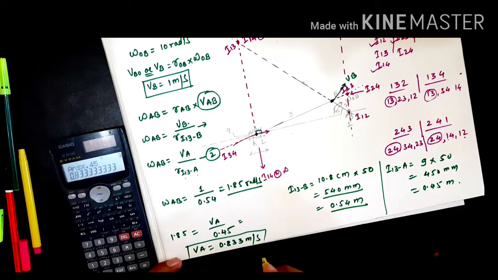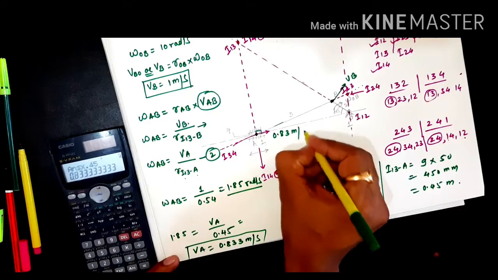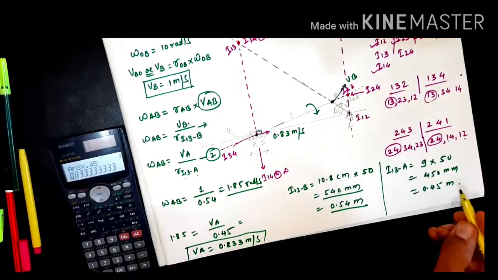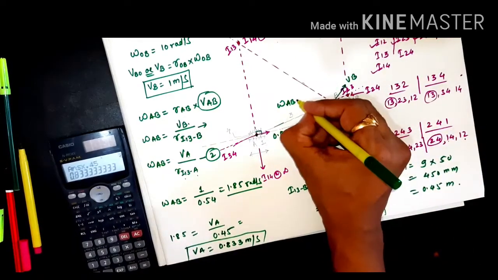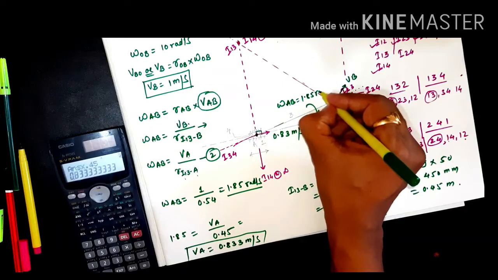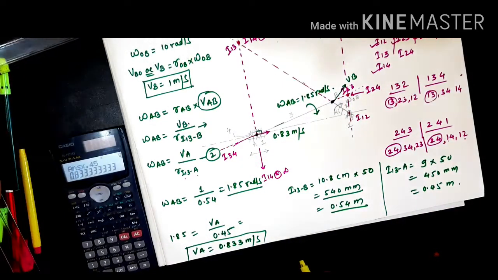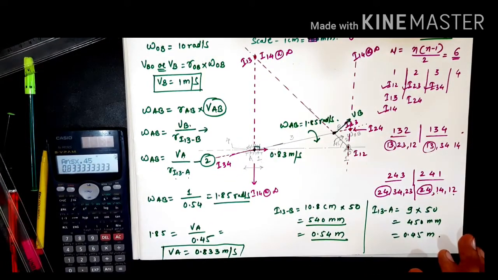This will be the velocity with which this slider is going to move, and this will be the angular velocity with which the connecting rod will oscillate, and that angular velocity is 1.85 radian per second. All right, so this is how we can do the calculations, and we can solve for the entities with the help of the instantaneous center method for simple mechanisms.